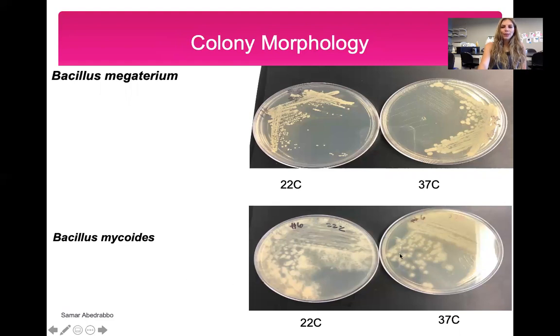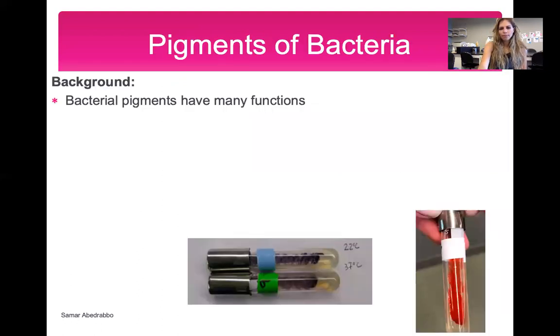Bacillus mycoides, you can tell it looks very different than all the other bacteria. For me, I would describe it as a fuzzy looking bacteria, and it does grow both at 22 degrees Celsius and 37 degrees Celsius. We see more growth at 22 degrees Celsius of Bacillus mycoides. So if I had all the bacteria given to me and I saw plates that looked very fuzzy, I would automatically know that they're Bacillus mycoides. So that was the morphology lab.